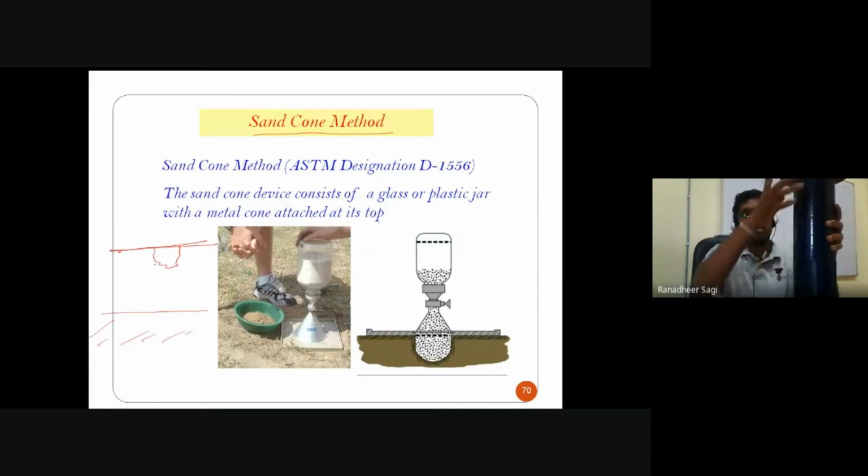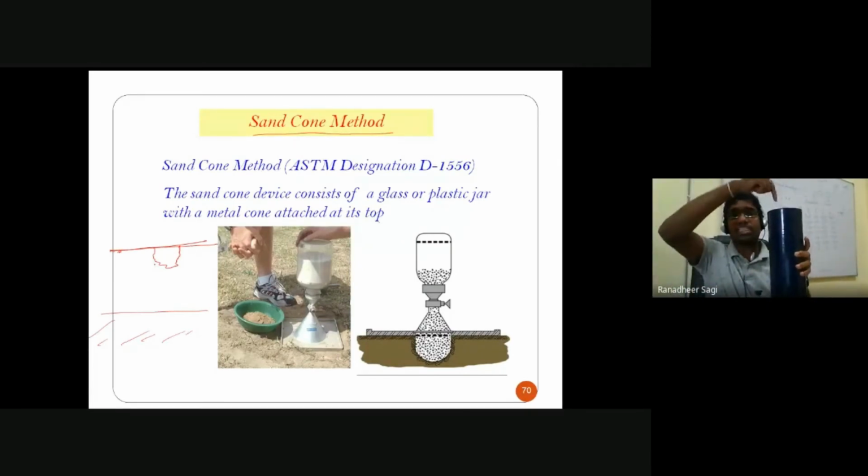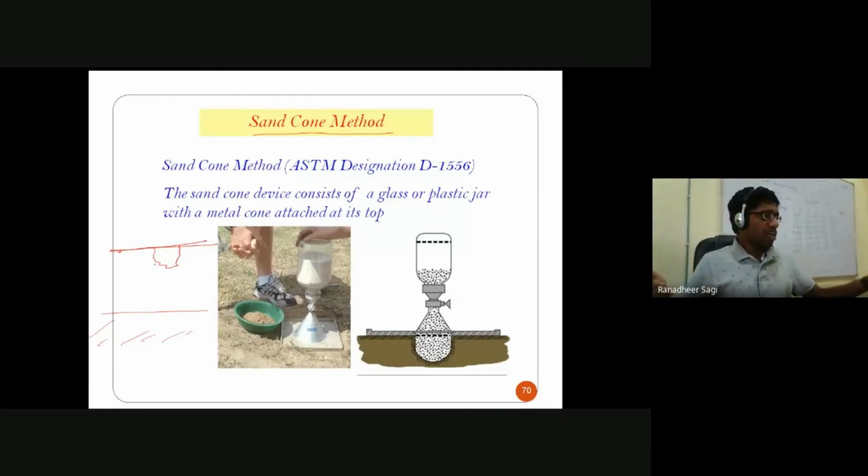Once you close the lid, you can go back to measure the height of that sand layer which got replaced from this container into that pit. Once I know the height of that sand layer, and since the internal diameter of the cylinder is a constant known value, I can say how much is the volume of the sand which got replaced from that container into the pit.